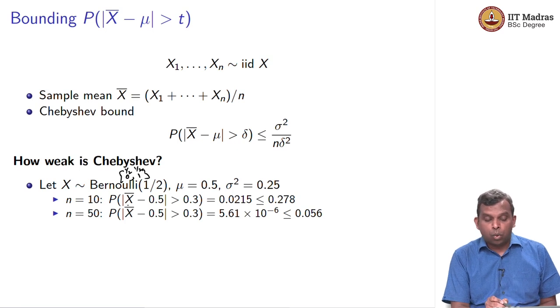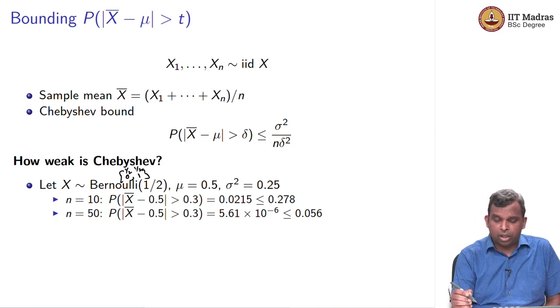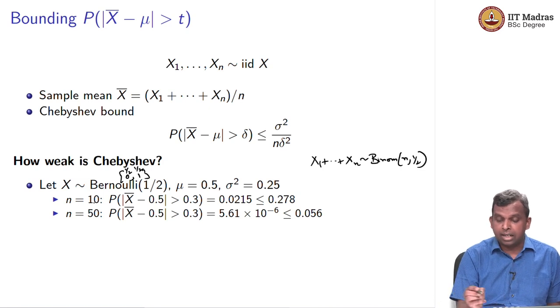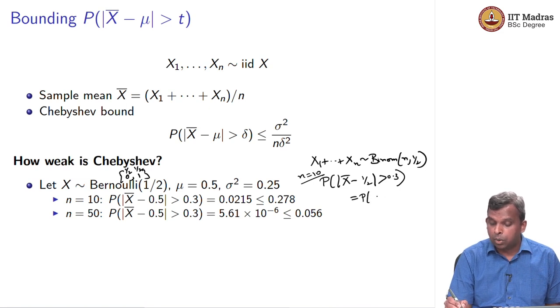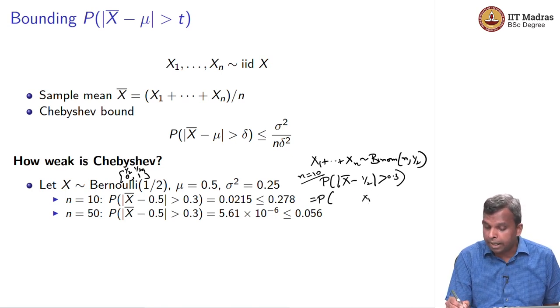Now for n equals 10, one can do this calculation: the probability that the absolute value of X bar minus 0.5 is greater than 0.3. How do you do this calculation? Let's look at X bar. X1 plus up to Xn, I know, is binomial n comma half. If you look at n equals 10, the probability that the absolute value of X bar minus half is greater than 0.3 is the same as, instead of X bar, I can put X1 plus up to X10 divided by 10. There is a divided by 10 here, so that needs to be multiplied. So this would be the same as the probability that X1 plus and so on till X10 lies in some range.